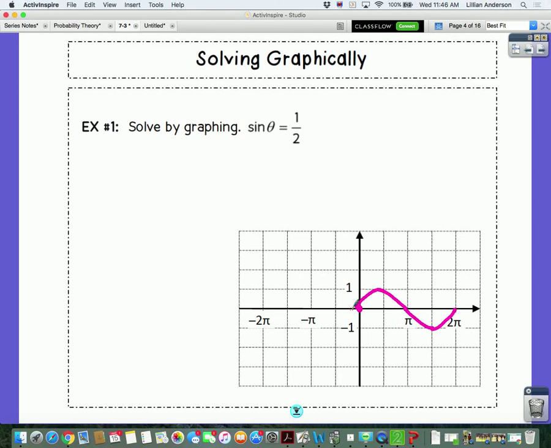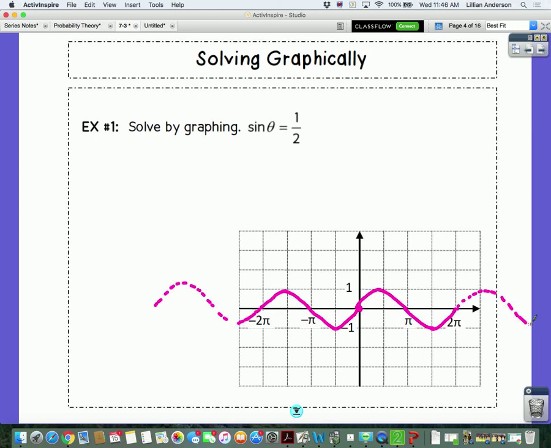What if I want to go to the left? Go down, up, up again, and then down. Okay? And of course, it does keep going beyond negative 2 pi and beyond positive 2 pi. So it doesn't just stop there.